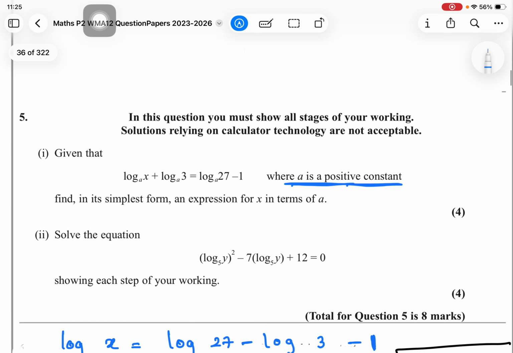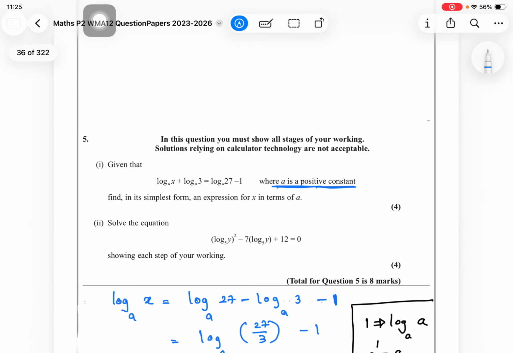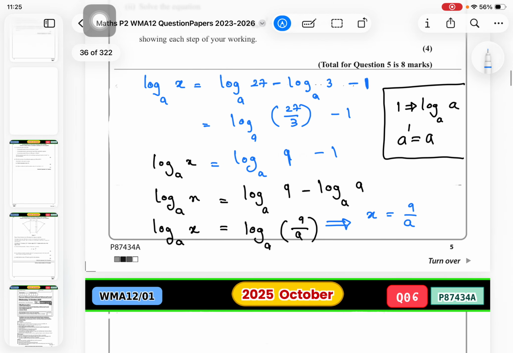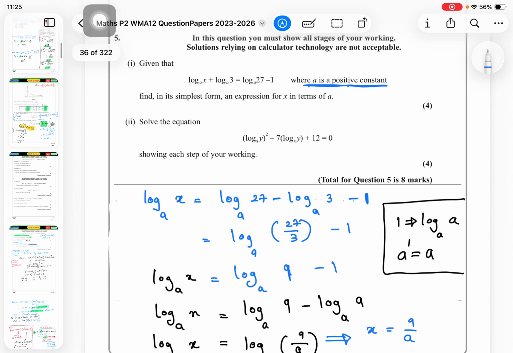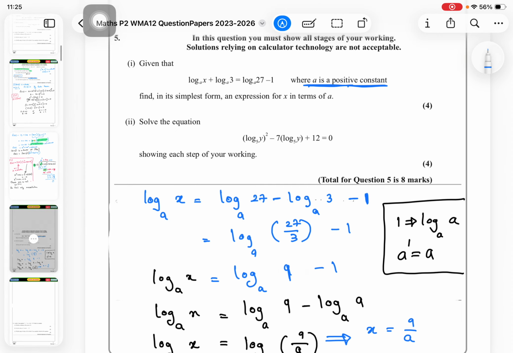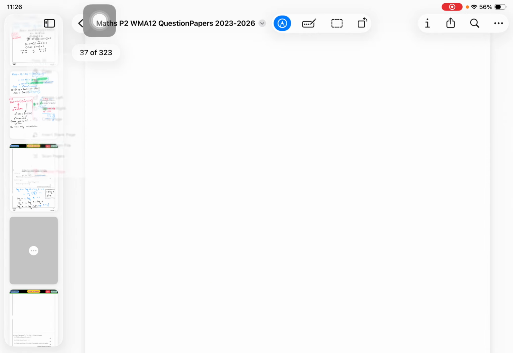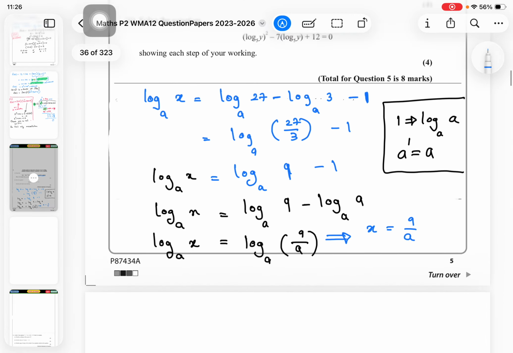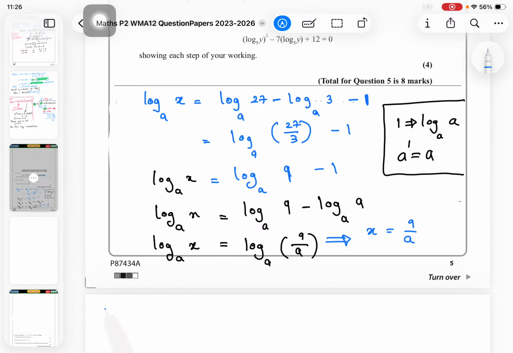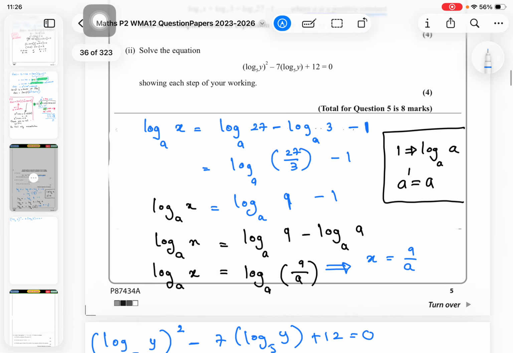Now the second part is to solve the equation. This is also quite close to the other one, but they're asking to solve the equation. I think there is no space because it moves to the next question, so let me add a blank page here. Okay, the question is: log 5 to the power y, the whole thing squared, minus 7 times log 5 to the power y, plus 12 equals 0. We have to solve this equation.